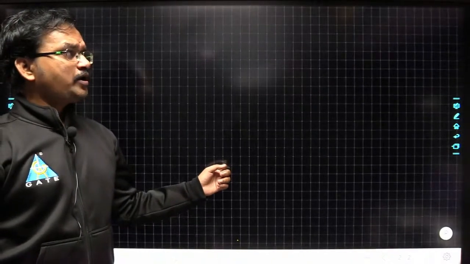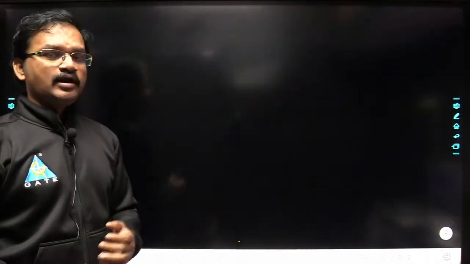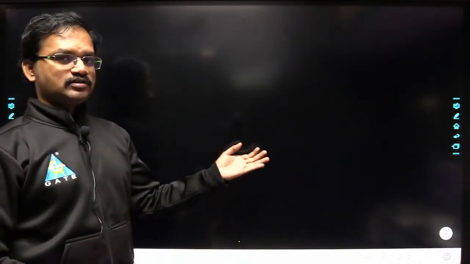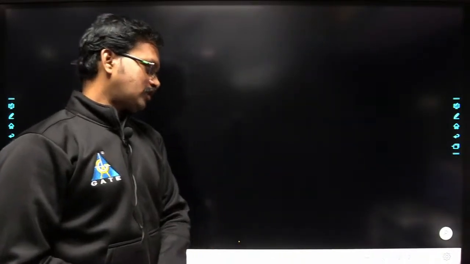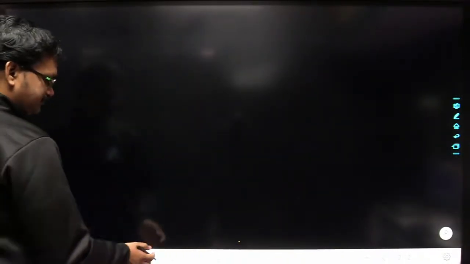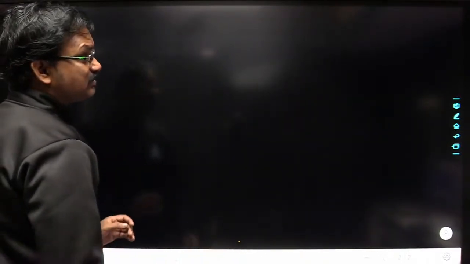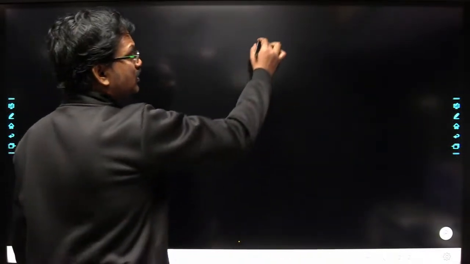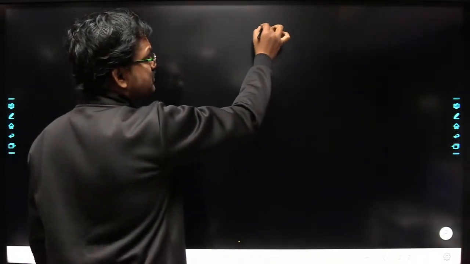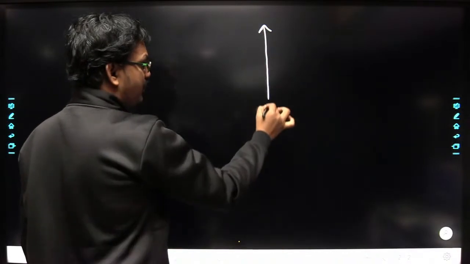So how are we going to handle and analyze the circuits that have non-linear elements like a diode? That's what we are going to see now. Now here we know the current versus voltage characteristic of a diode. Yes or no? So we know the current versus voltage characteristic of a diode.